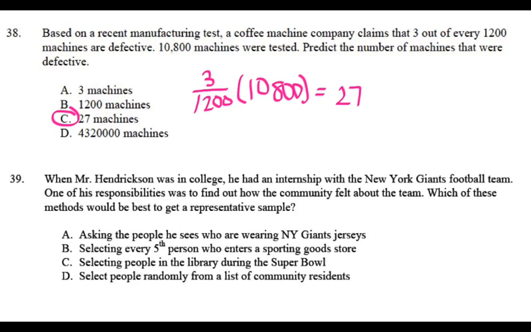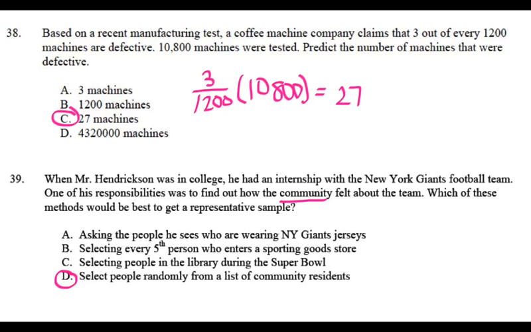Alright. When Mr. Hendrickson was in college, he had an internship with the New York Giants football team. One of his responsibilities was to find out how the community felt about the team. Which of these methods would be best to get a representative sample? So he wants to find out how the community felt about the team. So a representative sample needs to represent the community. So A, asking the people who he sees who are wearing New York Giants jerseys, selecting every 5th person who enters a sporting goods store, selecting people in the library during the Super Bowl, or select people randomly from a list of community residents. Correct answer for this would be D.